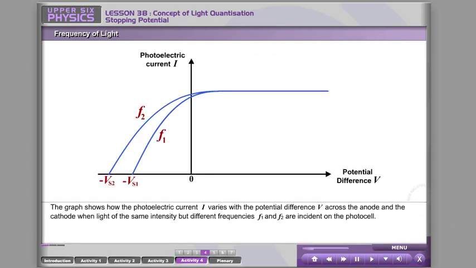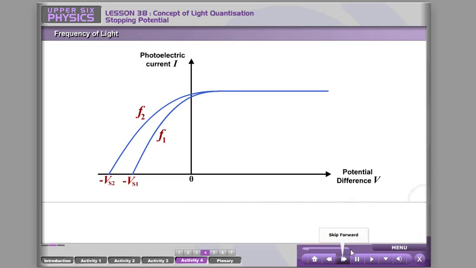The graph shows how the photoelectric current I varies with the potential difference V across the anode and the cathode when light of the same intensity but different frequencies F1 and F2 are incident on the photocell. What can you deduce from the intercepts on the potential difference axis?